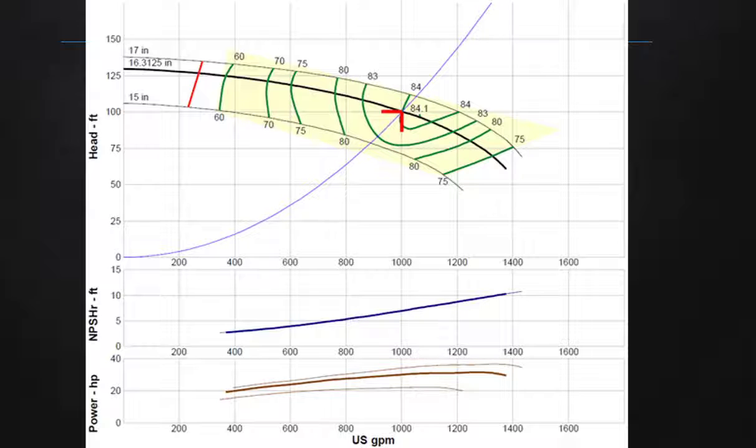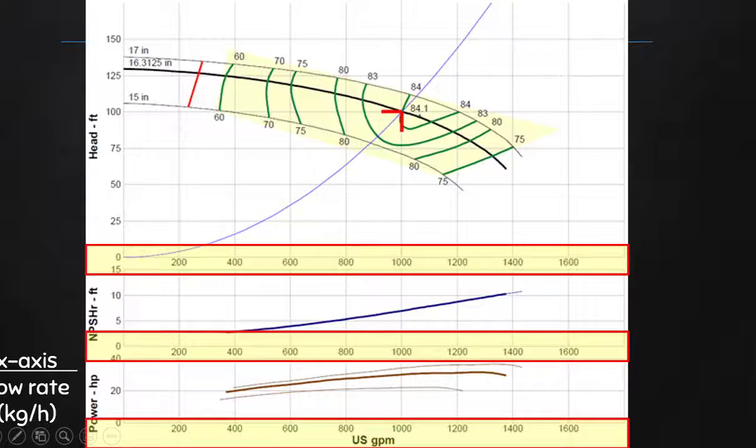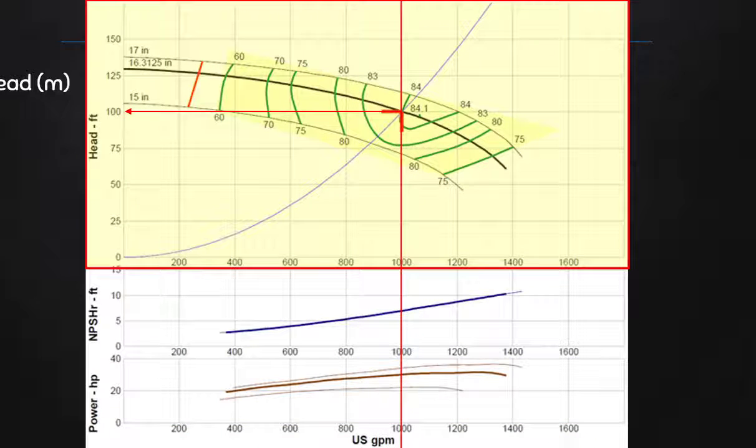At this operating point, we have a pump efficiency obtained of 84%, and we will likely obtain a flow rate of around 1000 US gallon per minute. Now note that the flow rate is common as an x-axis for all the graphs, and so we can go on to determine each set of parameters for this pump.